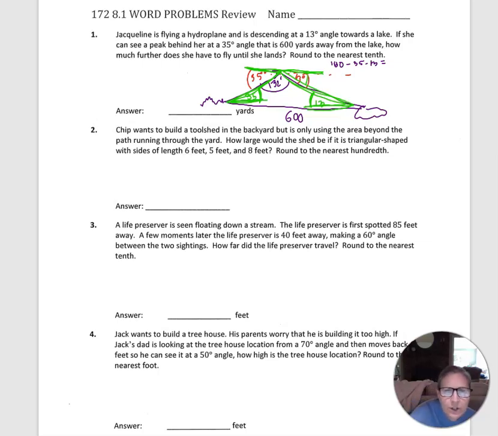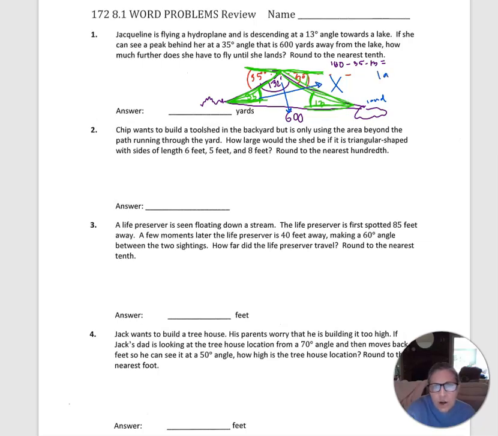Now, what are we looking for? It says, how much further does she have to fly until she lands? Well, she's going to land on the lake. So we're looking for X, which is right here. We're looking for this side because this is where she's going to land. She's going to land on the water over here. And so let's look at our options. We have an angle, opposite side 600, and we have an angle, opposite side X.